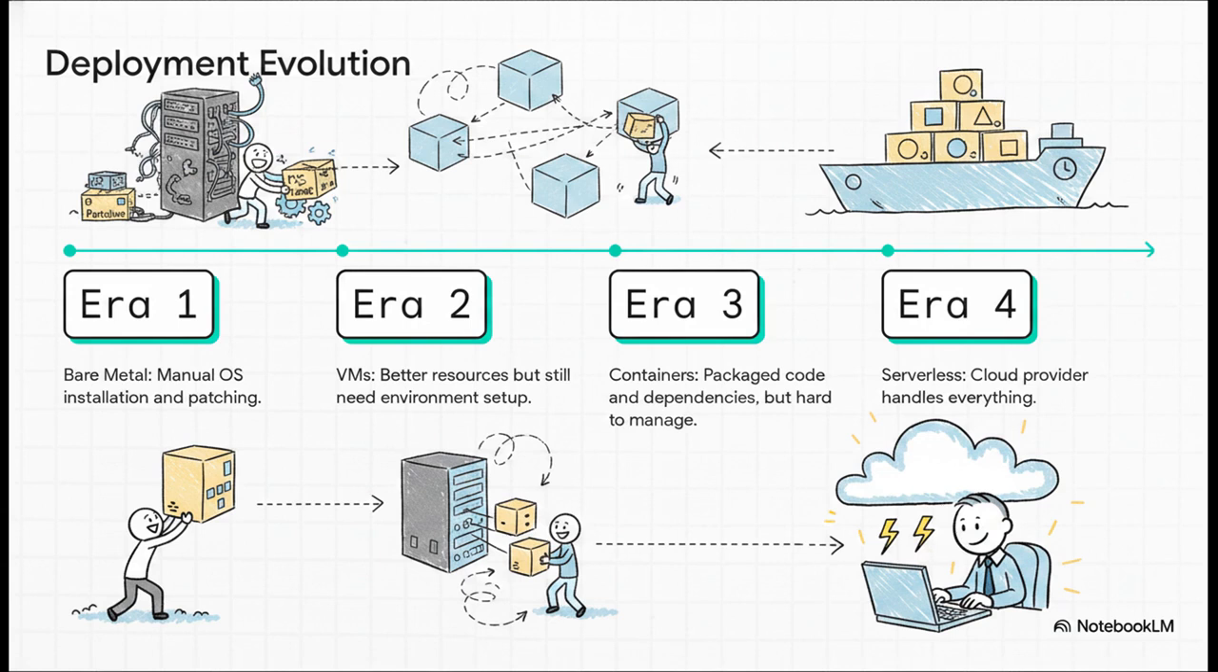Then Era 2 brought us virtual machines. This definitely optimized our resources, but guess what? You still had to configure the environment and patch those operating systems. Era 3 gave us containers, popularized by Docker. You packaged your code and dependencies together, awesome for portability, but you still had to manage those containers and, crucially, pay for idle time. And that brings us to Era 4, serverless. The underlying stack, completely handled by the cloud provider. Your only focus is just writing your business logic.